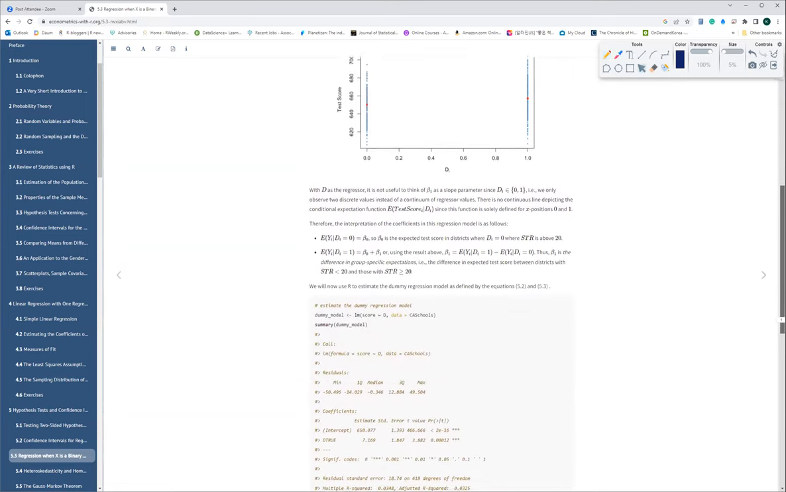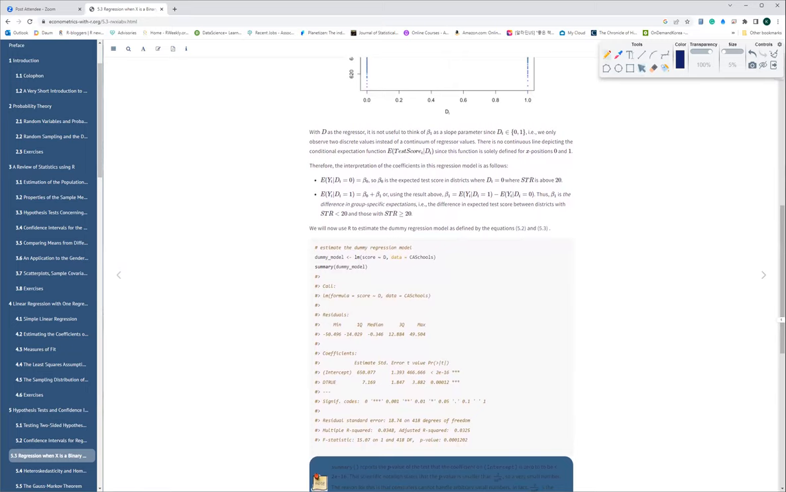And then when we scroll down here, here is the interpretation. This is very important. In this case, beta zero is the expected test score when the STR is above 20. So when D is a zero value, that's the expected value for the school district, like a y intercept. Beta zero plus beta one is when the school belongs to the school district less than 20, that's the expected value that school can get. Okay, that's what these things are about.